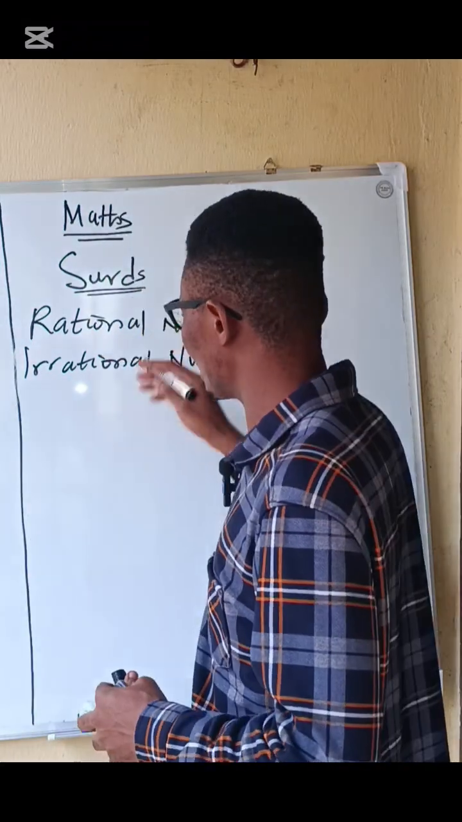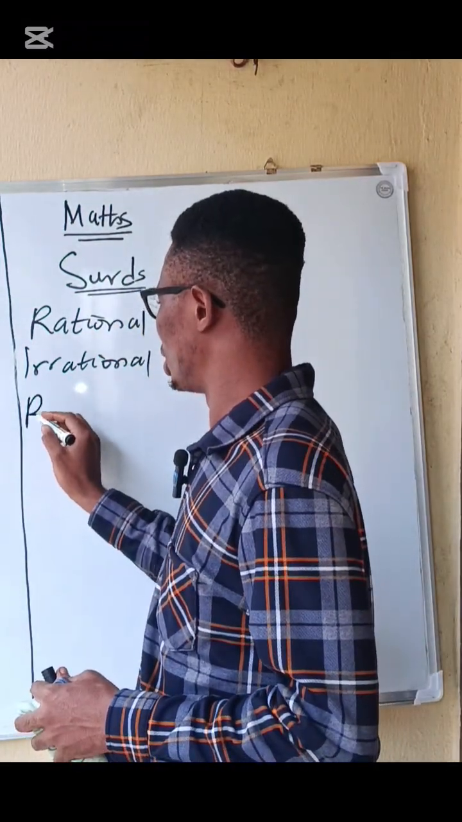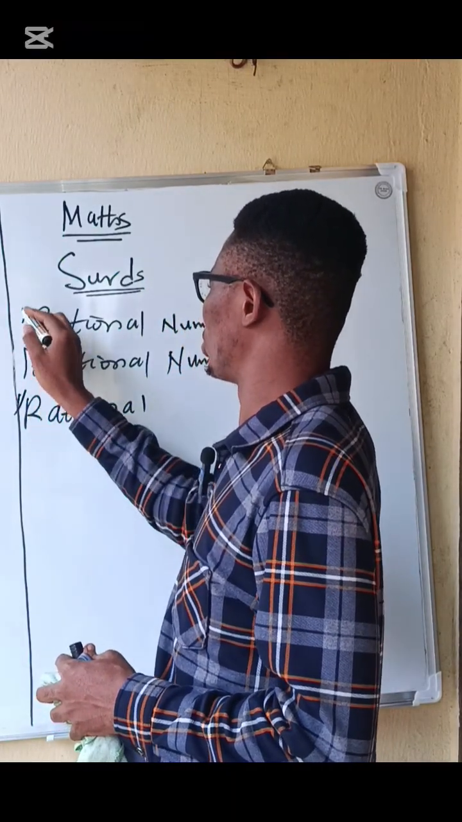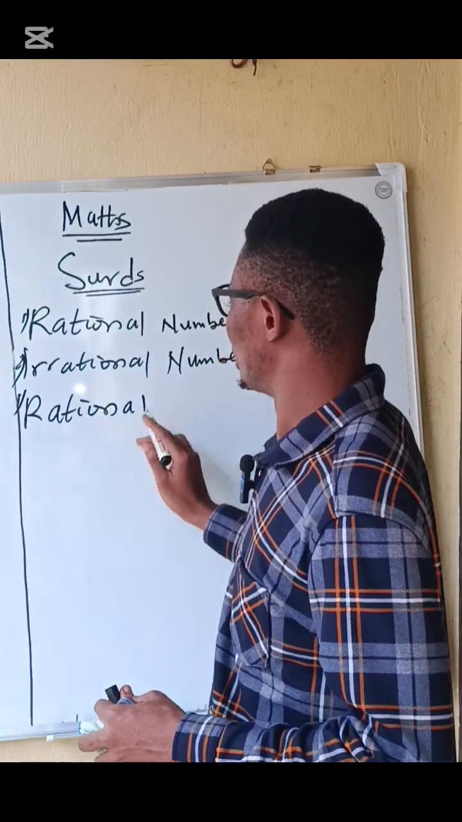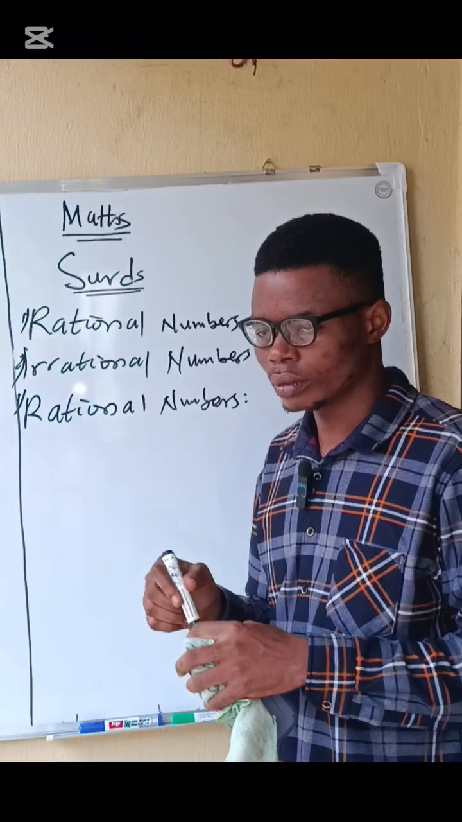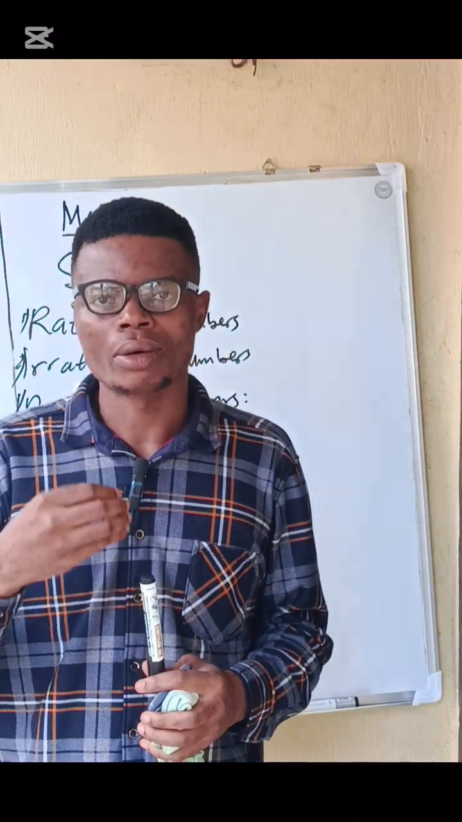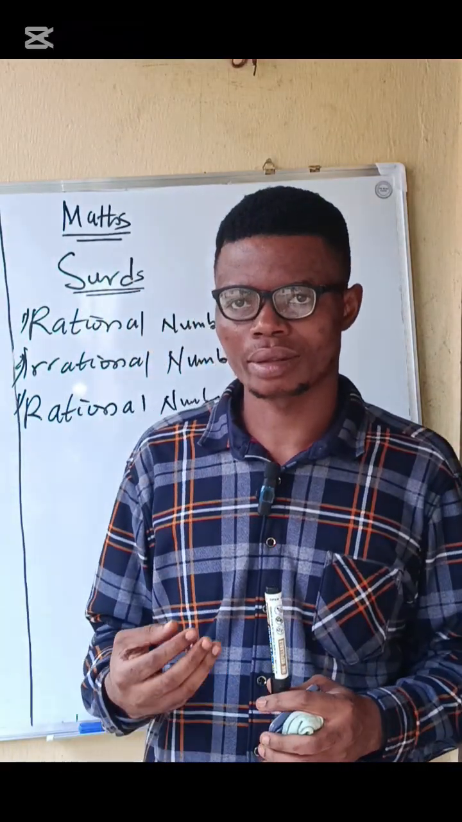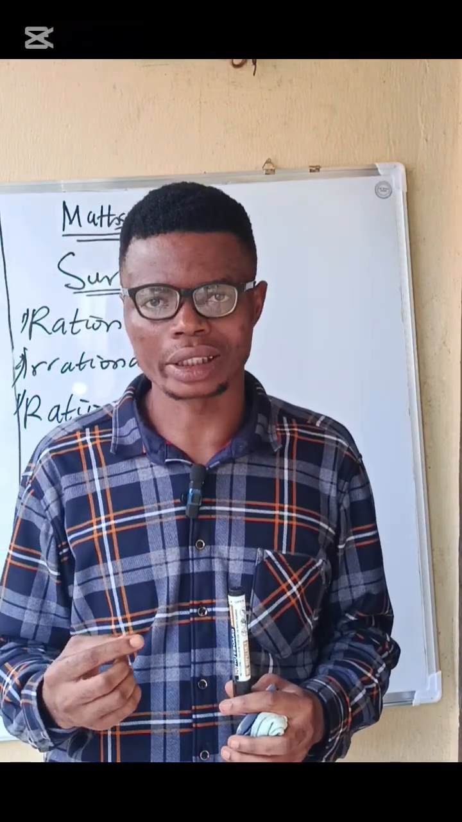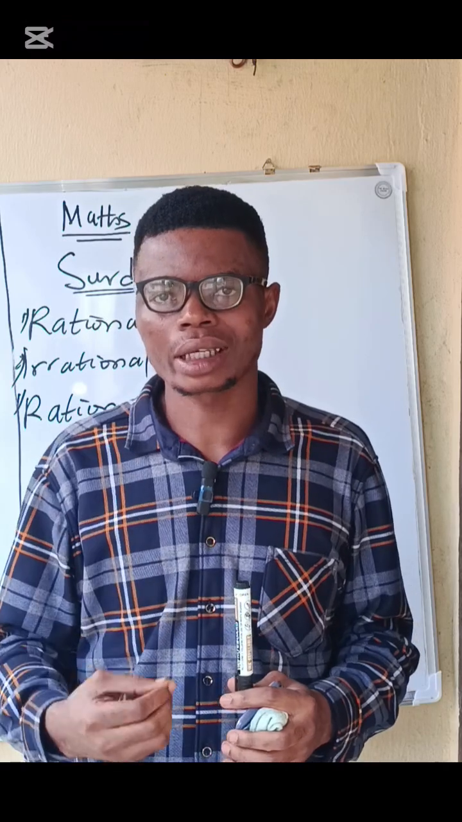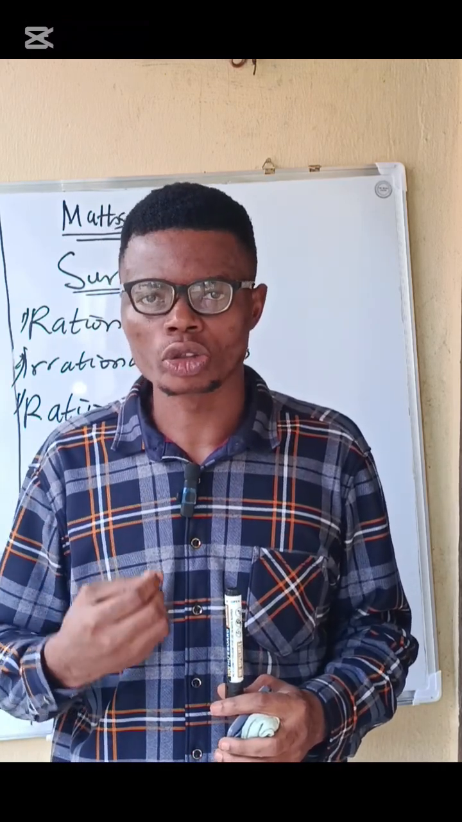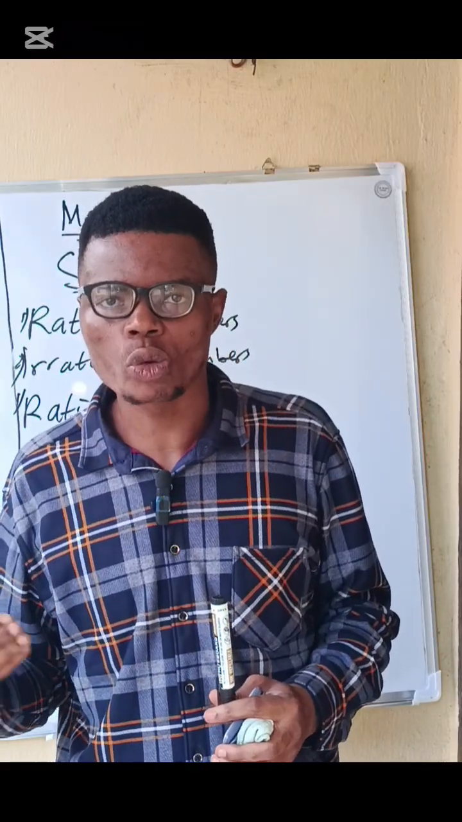Let's see. The first one is rational. This is number one, then number two. Then the rational number. Let's discuss this. What are rational numbers? Rational numbers are those numbers that can be expressed as a ratio of two integers. I take it again. Rational numbers are those numbers that can be expressed as a ratio of two integers.